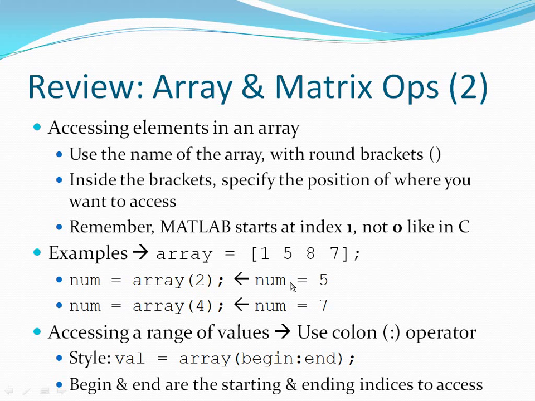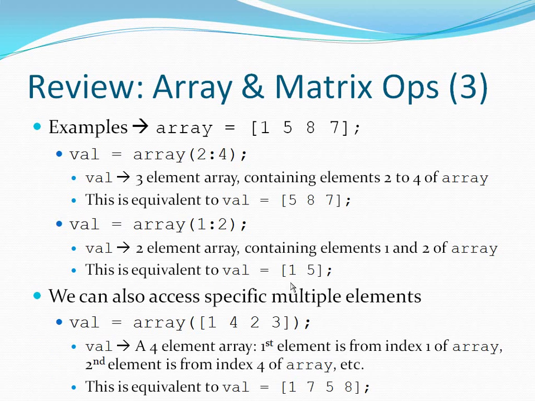So here are some quick examples. If I wanted to grab elements 2 through 4, you do array 2 colon 4. It'll grab these 3 elements, put them into a new array called val, and give you a 3-element array where the first element is the second element of the original one, which is 5, and then 8 and 7.